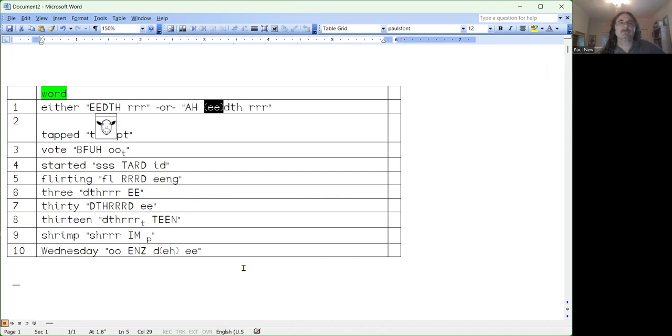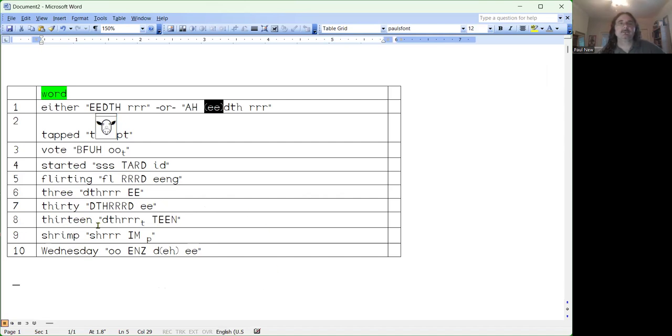So then number 6 is three, three. Number 7 is third, third. And I'm treating the R as a vowel. A lot of my students have trouble with R combinations, consonant clusters with R, so you can treat R as a vowel and say third.